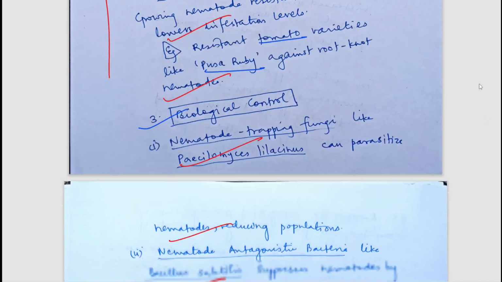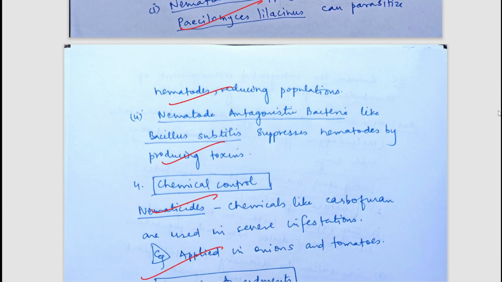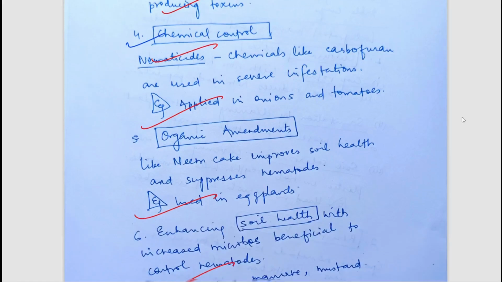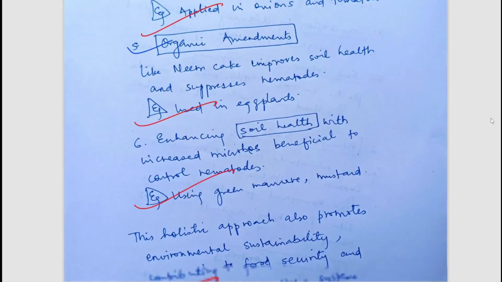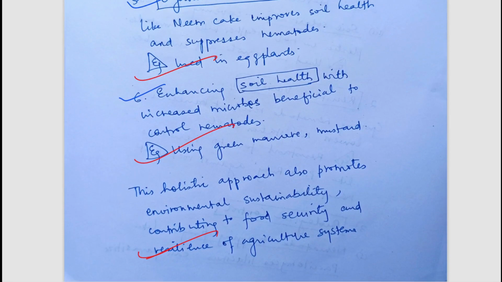Biological control can be done by using organisms, which could be predators or other competitive organisms. Chemical control can be done. Organic amendments can be done. Soil health could be enhanced. So this is how we can manage nematodes in an integrated way. So this was the answer, and I hope you pause the video at several intervals and read the answers.